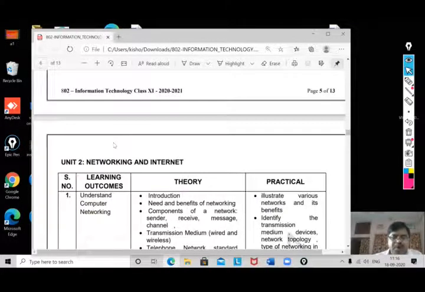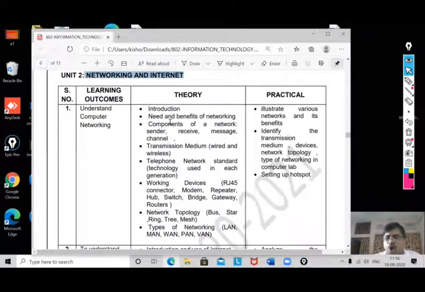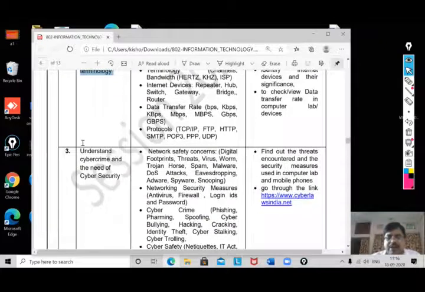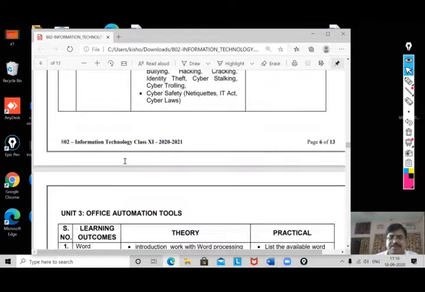Now, in unit 2, you will read network and internet. In this, you will know about internet, uses of internet, needs and benefits of networking. You can see all those parts that are already on the screen, my dear. You will know about the internet and its terminology. You will understand about cyber crime and the needs of cyber security.